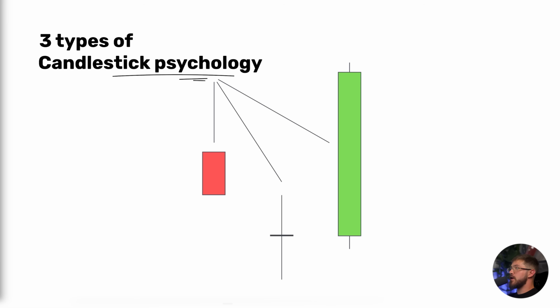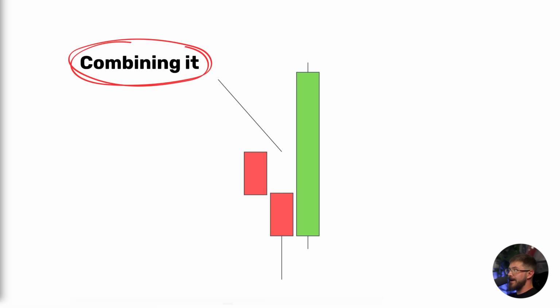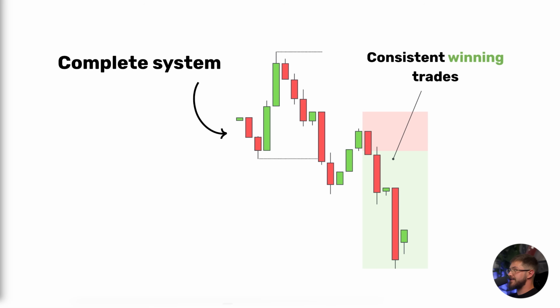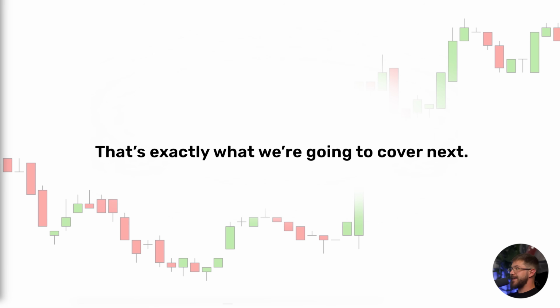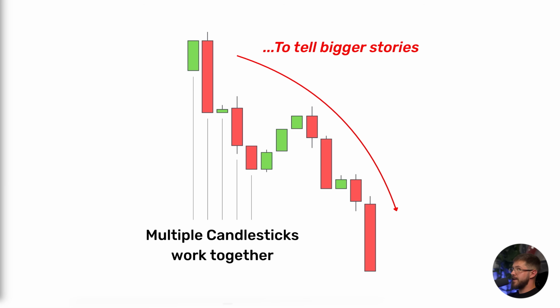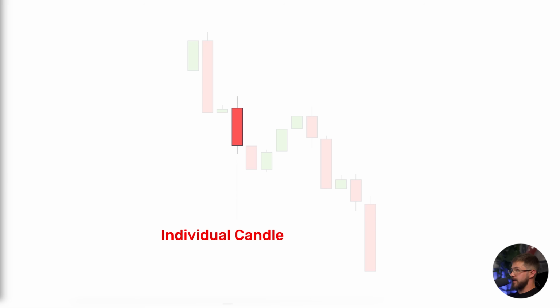Taking this foundation of understanding the three types of candlestick psychology, combining it with multi-candlestick patterns, and showing you how to put it together into a complete trading system. That way you can find consistent winning trades. And that's exactly what we're going to cover next. How multiple candlesticks work together to tell bigger stories than any individual candlestick ever could.